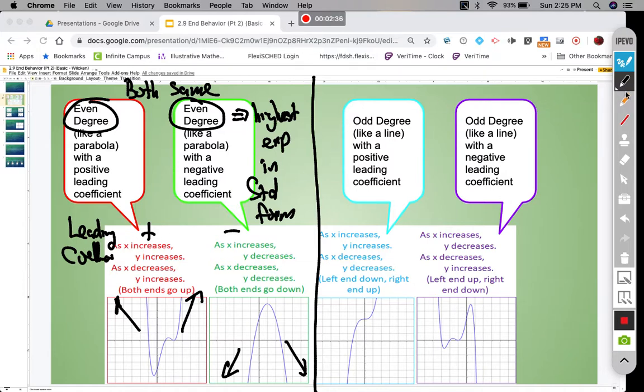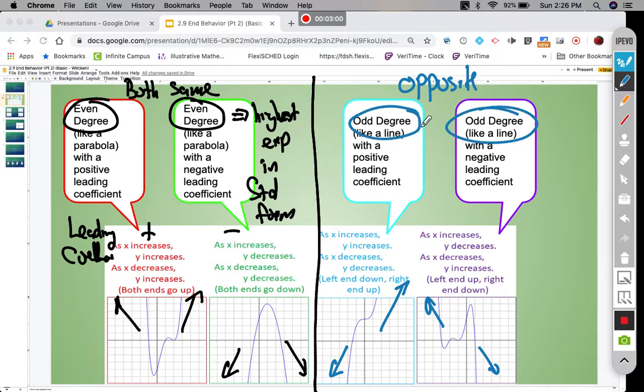Now, again, let's talk about the odd. If it's odd, then the ends are going to go opposite directions. So in here, on the right it goes up, on the left it goes down. Here on the right it goes down, on the left it goes up. They go in opposite directions. And that's going to happen when we have an odd degree. Because if you take a positive number to an odd power, it stays positive. A negative number to an odd power, it stays negative. The only way to switch that is by multiplying by a negative. So again, we look at that leading coefficient, positive or negative.